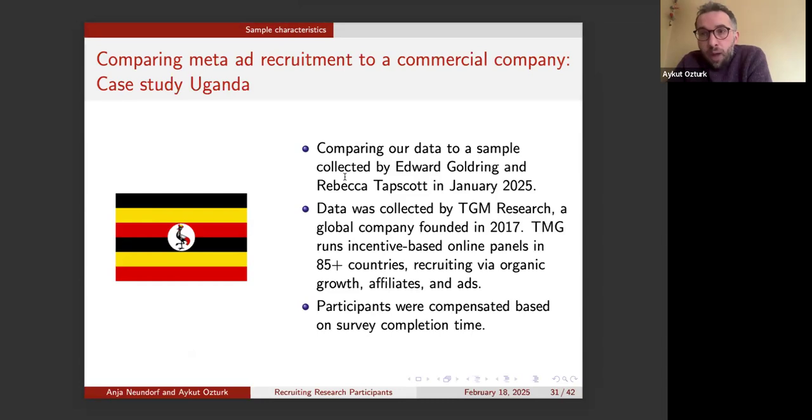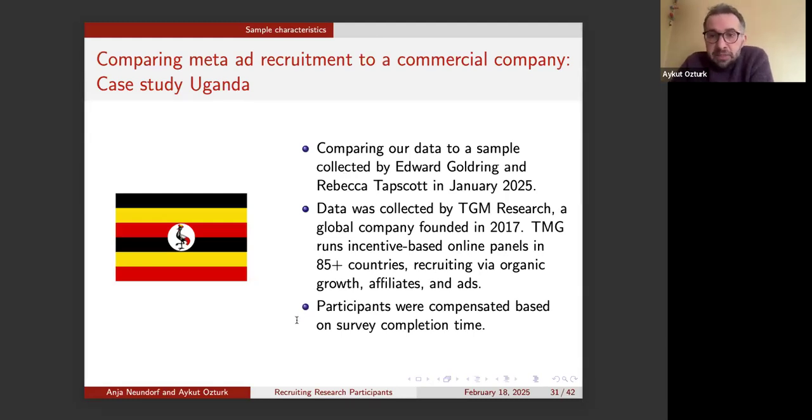So to see how well a commercial panel company would do in one of the challenging cases for us, Uganda, we got some data from our colleagues. Edward and Rebecca generously shared their data, the data that they collected just last month in Uganda.